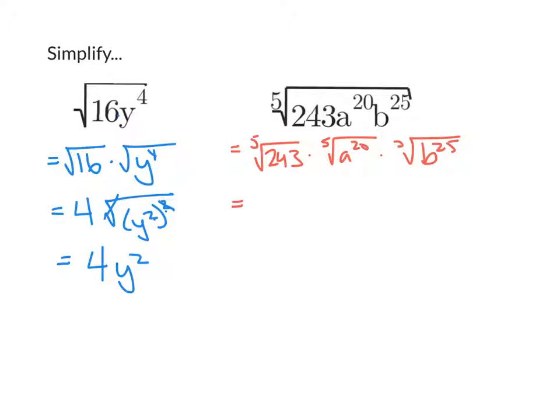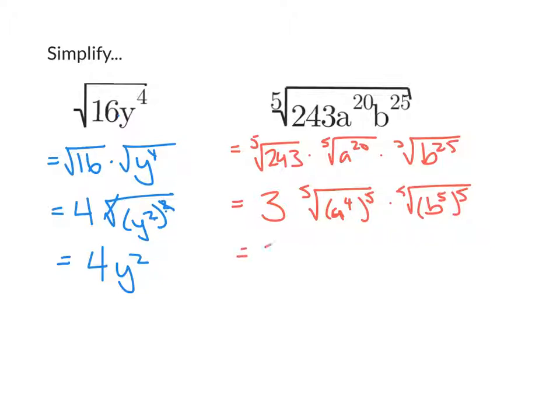Now, finding the fifth root of 243 might take some guessing and testing, or if you know where the fifth root button is on your calculator, you can use that. But the fifth root of 243 is 3. Then when it comes to these variables, if I want to find the fifth root of something, I need to write it in terms of a fifth power. So when it comes to a to the 20th, remembering that power to a power means we multiply, well, I would have to multiply 4 times 5 to make that 20. And for the fifth root of b to the 25th, that would be b to the fifth, because 5 times 5 would make the 25 that I need.